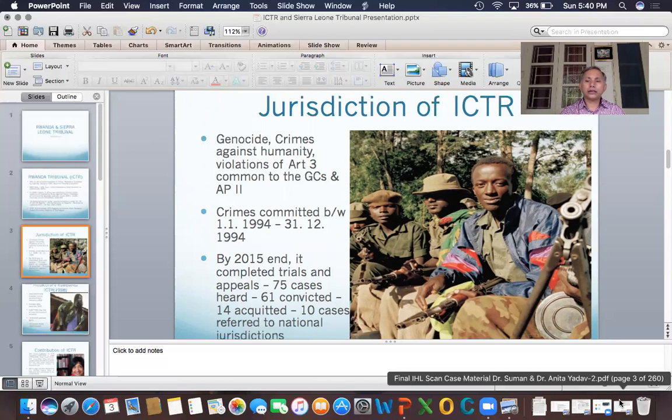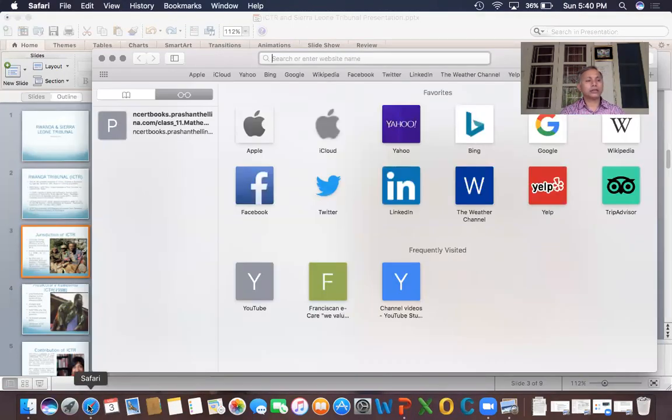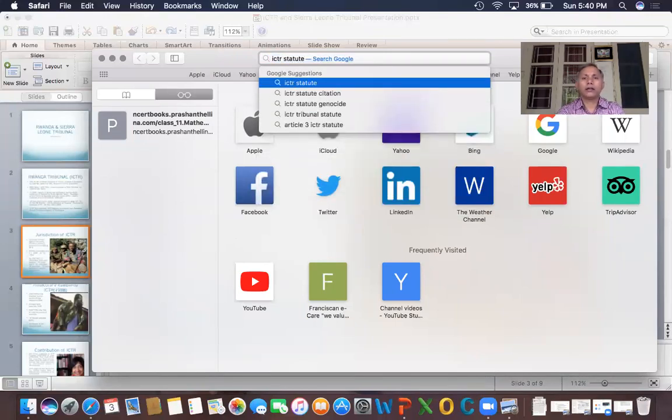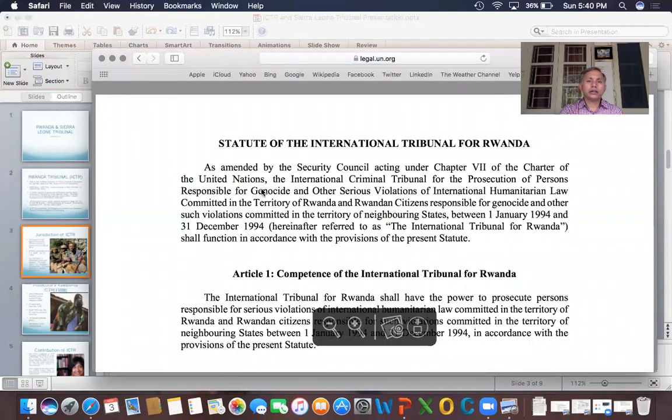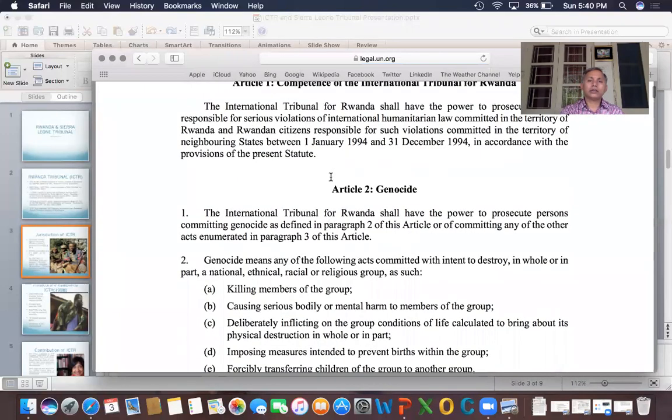If you look at the Statute of the ICTR, you'll find that it has some articles, and in Article 2, the ICTR Statute talks about genocide. Genocide is generally confused with massacres or pogroms, but you should not confuse them. Genocide means that there is an intention to destroy, and it's not always to kill. Massacre means killing. In genocide, the intention is to destroy, either in whole or in part.